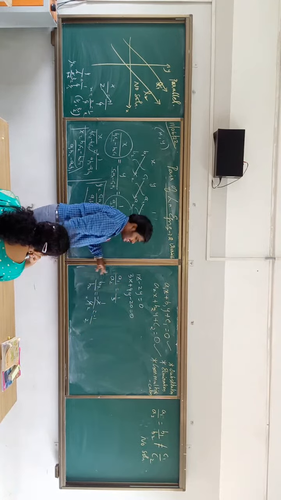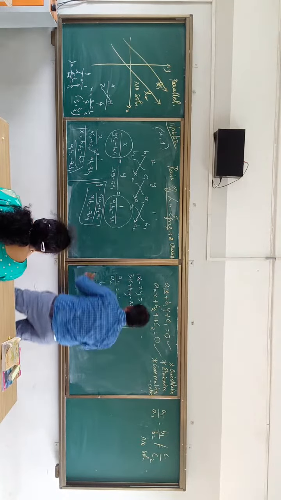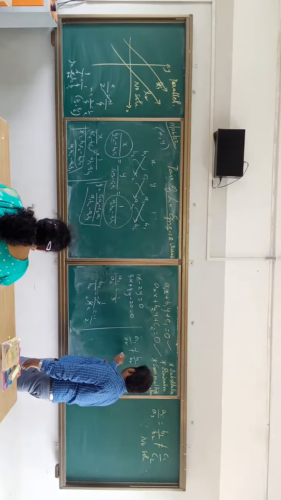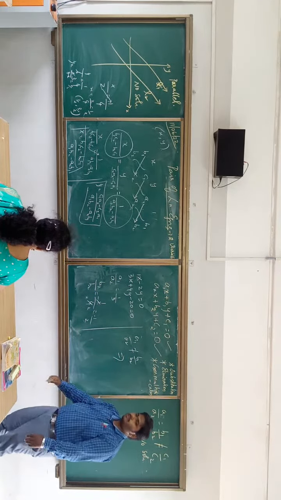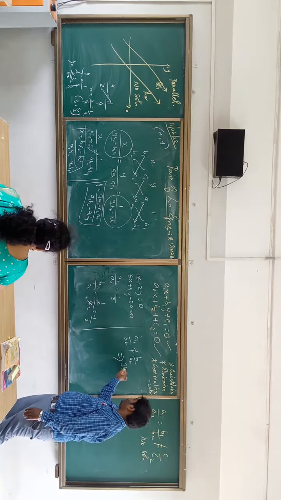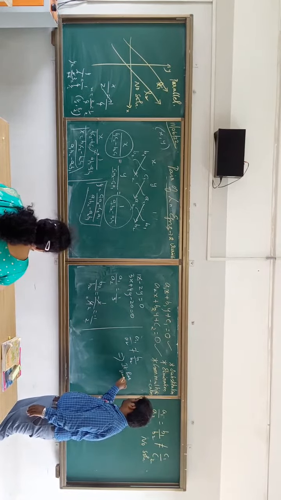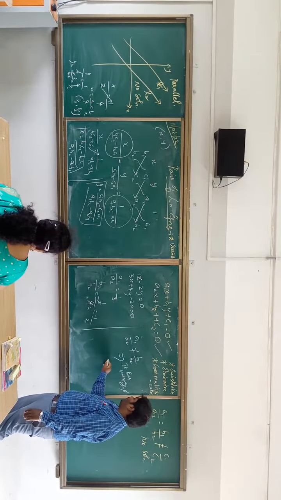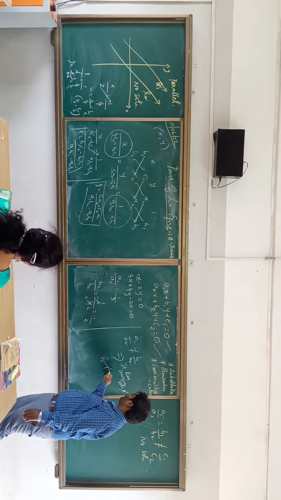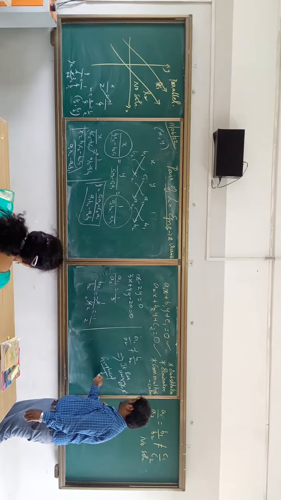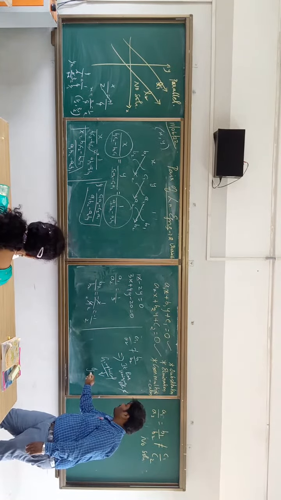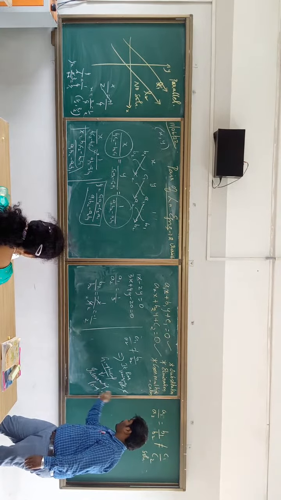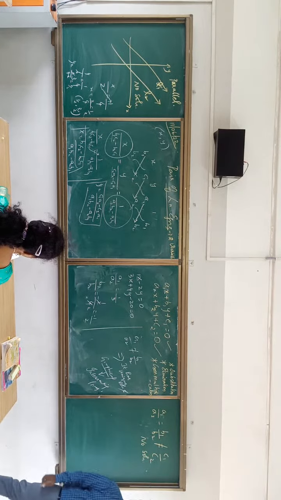So it is obvious that within the first step itself I can conclude that a1 by a2 is not equal to b1 by b2. So what can I state? That it has a unique solution. And also graphically, I can state it has intersecting lines. Is it clear for you?